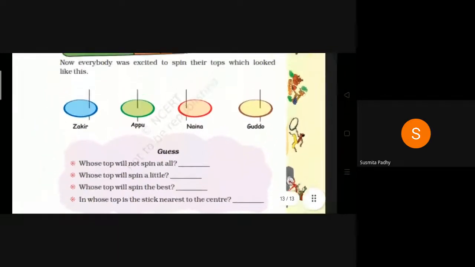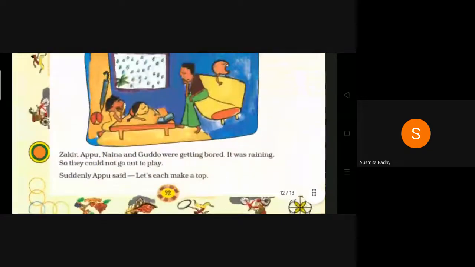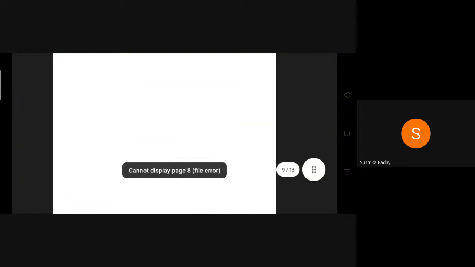So take a screenshot of this for your homework. Take a screenshot of this. Done? Done, ma'am. Yes, wait. Now the pages are not showing up. What happened?